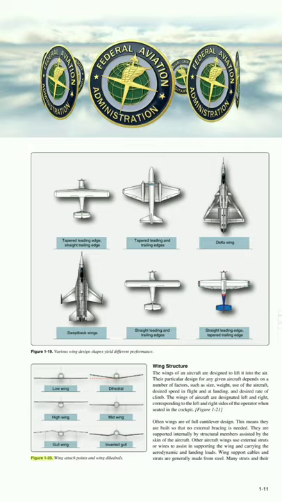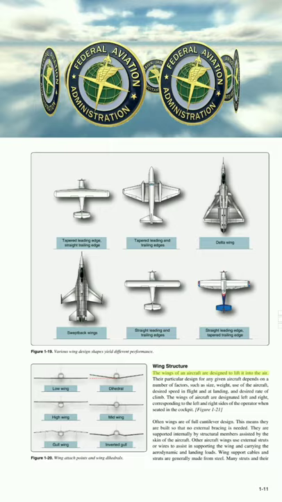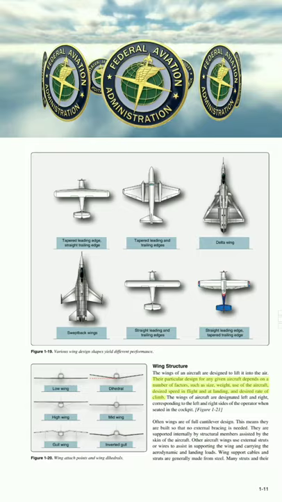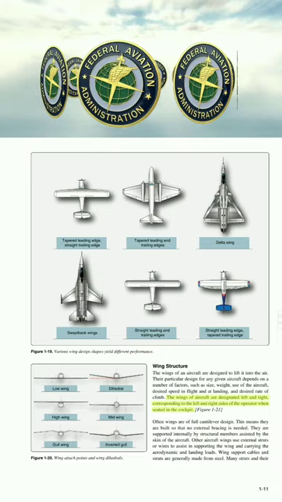Wing structure. The wings of an aircraft are designed to lift it into the air. Their particular design for any given aircraft depends on a number of factors, such as size, weight, use of the aircraft, desired speed in flight and at landing, and desired rate of climb. The wings of aircraft are designated left and right, corresponding to the left and right sides of the operator when seated in the cockpit. Figure 121.